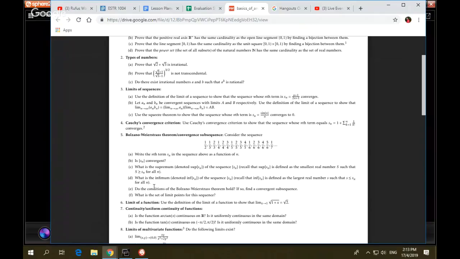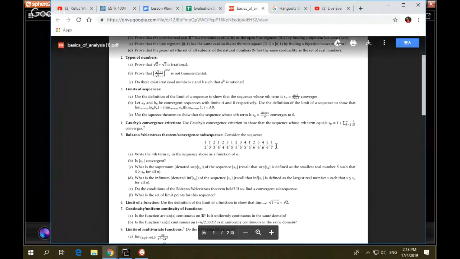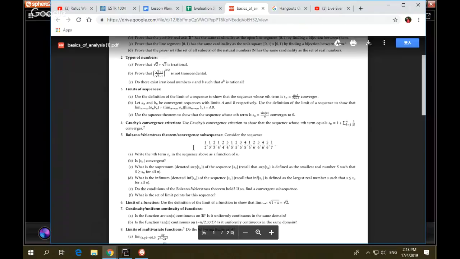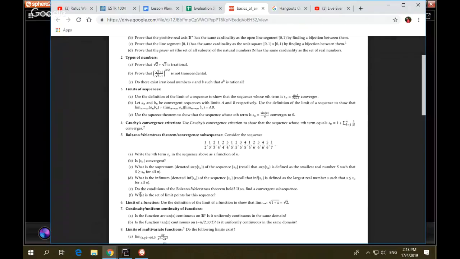Okay, the Bolzano-Weierstrass theorem. If you remember, it basically says that every bounded sequence has at least one convergent subsequence, right? Over here, this is bounded because everything in this set is no larger than 1 and no smaller than 0, and therefore there must be at least one convergent subsequence. If you look at the solutions posted, they pointed out, for example, that there's something converging to 0, and there's also something converging to 1.